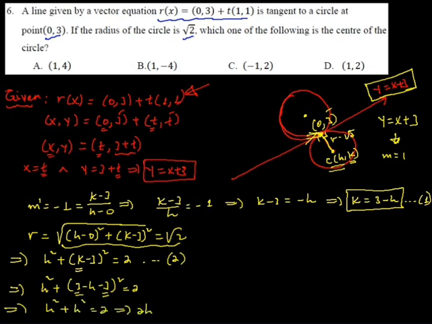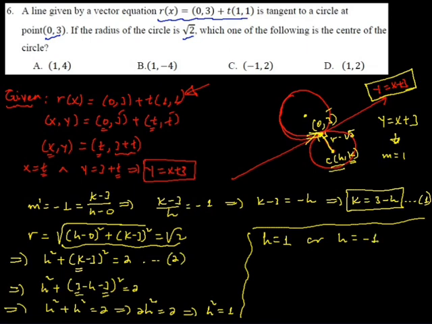This implies 2h square is equal to 2. Dividing both sides by 2, h square becomes 1. So now h square is equal to 1 means h is equal to 1 or h is equal to minus 1. Now whenever h is 1, k becomes 2. Okay, in place of k you can use 3 minus h. Whenever h is 1, k becomes 2. Or whenever h is minus 1, use the first equation, k becomes 4.